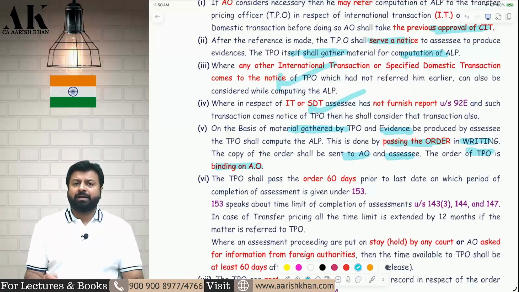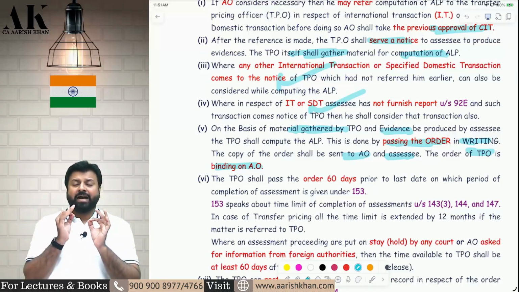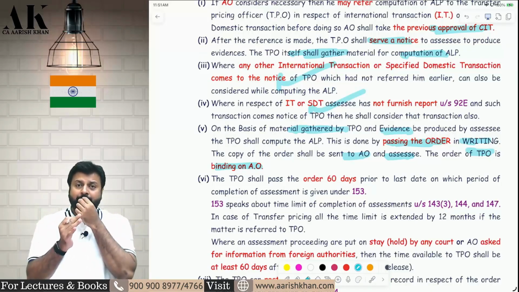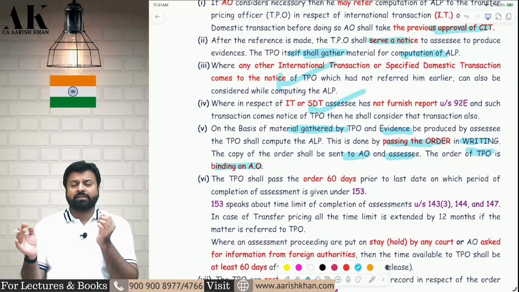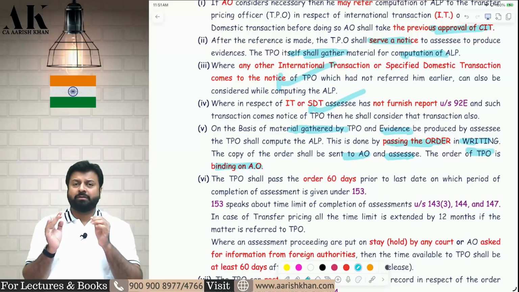By when the TPO will pass the order, sir? He will pass the order at least 60 days before the completion of assessment due date. What is the completion of assessment due date? I will tell you very clearly. For previous year 25-26, assessment year 26-27, the by default time limit to complete regular assessment, best judgment assessment is 12 months from the end of relevant AY.